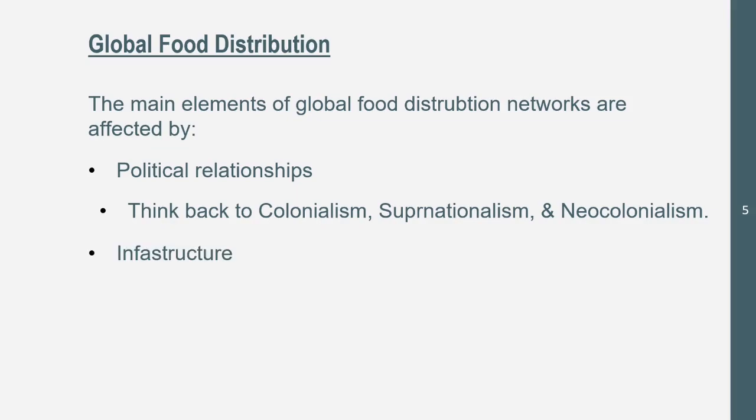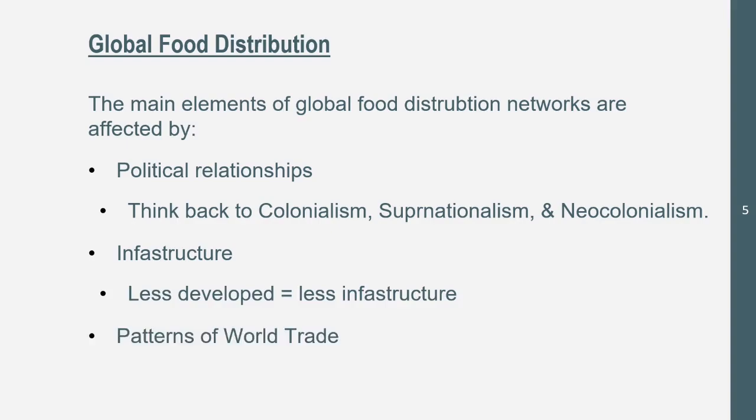And then we have infrastructure. This dictates whether food can be distributed, it can be processed. Sometimes this determines if it can just be grown. Maybe it has to be grown in a certain area, maybe like a greenhouse or something like that. The less developed the country is, the less infrastructure we're going to see. And then, of course, we see patterns of world trade. What do countries want? What's in demand? Who is buying? Who's not buying? Stuff like that is going to impact our global food distribution.